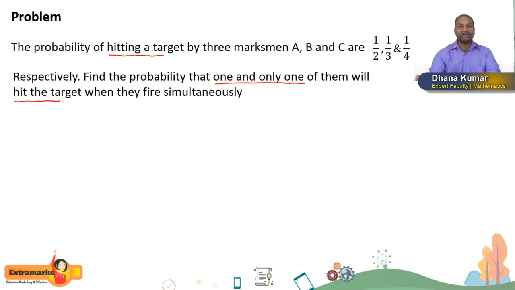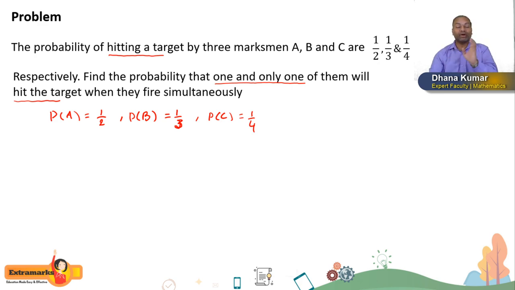Probability of hitting the target by A, I am taking like this, P of A is equal to 1 by 2. Hitting the target by B, P of B is equal to 1 by 3. Next, P of C is equal to 1 by 4. Okay? Right. Now here, hitting the target by A, 1 by 2, by B, 1 by 3, by C, 1 by 4.